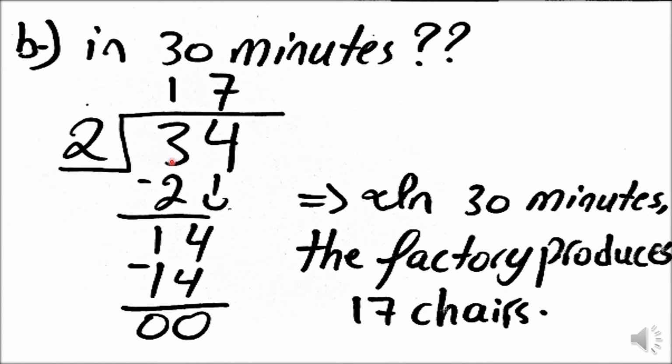Here the divisor is less than the first digit of the dividend on the left, so I only use 1 digit. How many 2s do I need to get 3 or almost 3? I only need one 2, so 2 times 1 is 2. 3 minus 2 equals 1. I bring down the 4. Now I have 14. How many 2s do I need to make 14 or almost 14? 2 times 7 equals 14. 14 minus 14 equals 0. So when we divide 34 by 2, we get 17. So in 30 minutes, the factory produces 17 chairs.